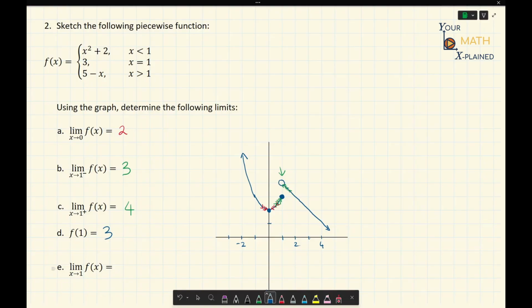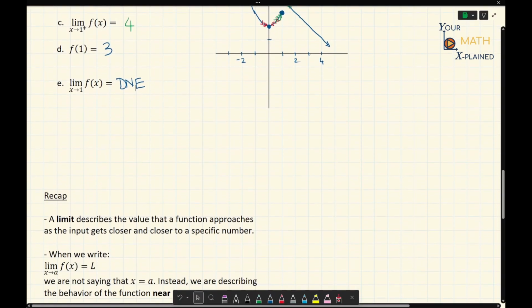And now finally, we're looking for the limit of f of x as x approaches 1. So this is an overall limit, which means we need to take a look at the left-hand side and the right-hand side. So earlier, we looked at both of them. We saw how the limit of f of x as we approach 1 from the left-hand side is equal to 3, but the limit of f of x as we approach from the right-hand side is equal to 4. So because they're different, that means the overall limit does not exist. So the limit as x approaches 1 for a function f of x does not exist.